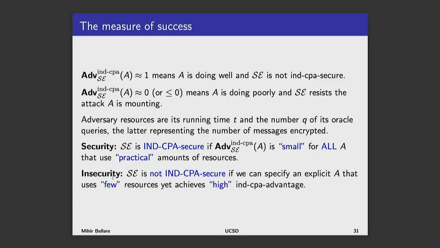Often we'll be showing insecurity. That means we'll take a scheme and we'll demonstrate it's not IND-CPA secure in a very convincing way. Namely, we'll give some adversary, which we specify in pseudocode, which is very efficient, little running time on queries, and yet it will have pretty much an advantage of 1 or close.